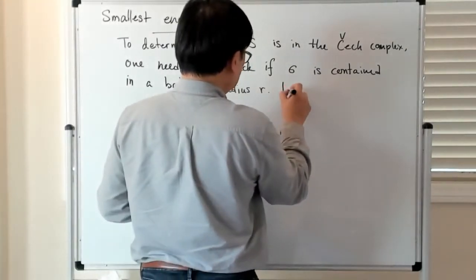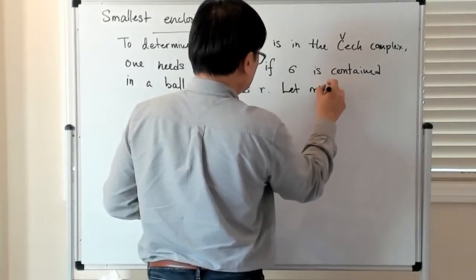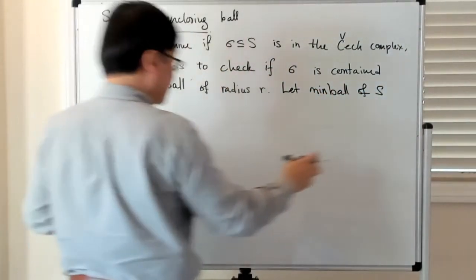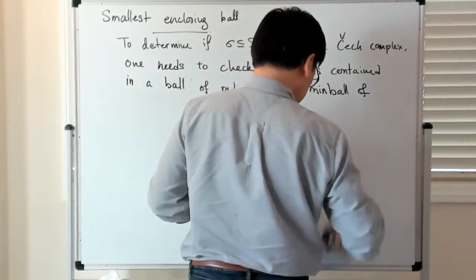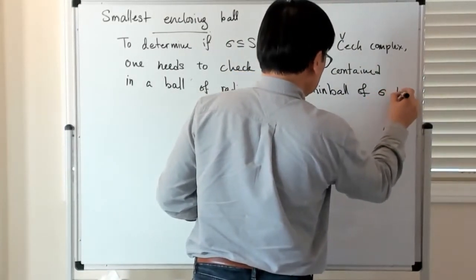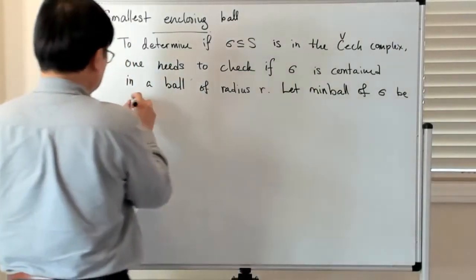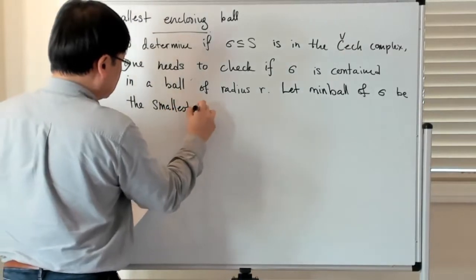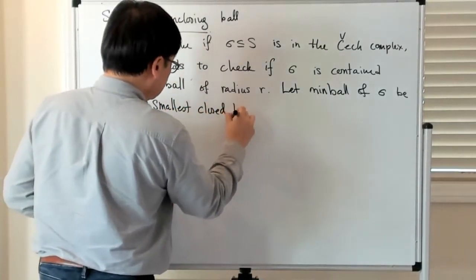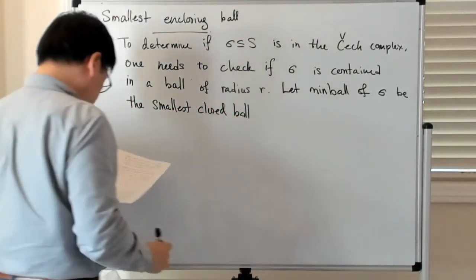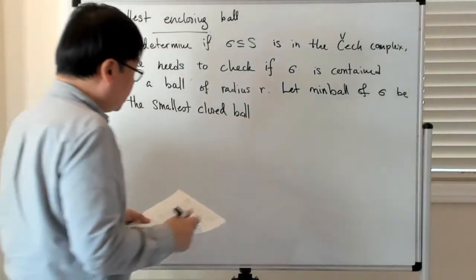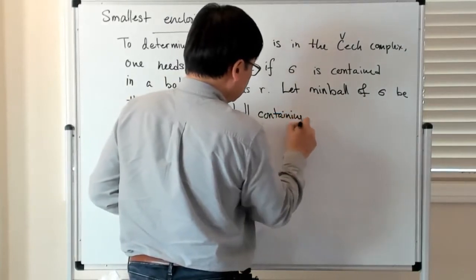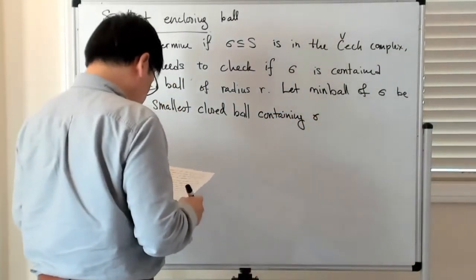So let min ball of S, I'm sorry, of sigma, be the smallest closed ball containing sigma. Okay, which is unique.